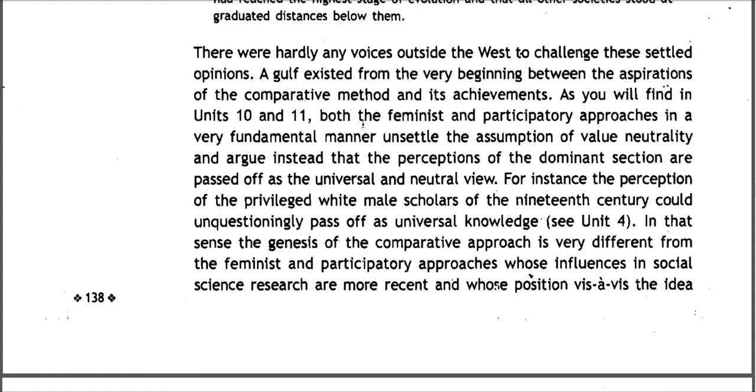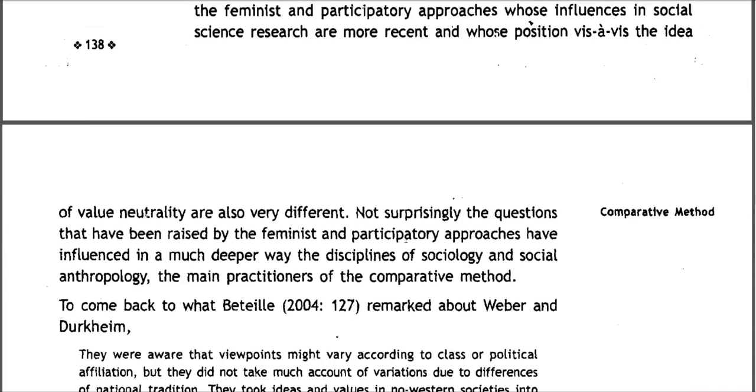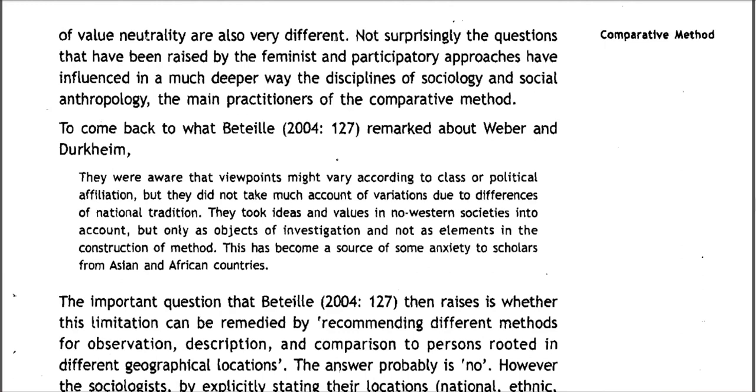As you will find in Units 10 and 11, both the feminist and participatory approaches, in a very fundamental manner, unsettle the assumption of value neutrality and argue instead that the perceptions of the dominant section are passed off as universal and neutral law. For instance, the perceptions of privileged white male scholars of the 19th century could unquestionably pass off as universal knowledge. In that sense, the genesis of the comparative approach is very different from the feminist and participatory approaches, whose influences in social science research are more recent and whose positions on the idea of value neutrality are also very different. Not surprisingly, the questions raised by the feminist and participatory approaches have influenced in a much deeper way the disciplines of sociology and social anthropology, the main practitioners of the comparative method.